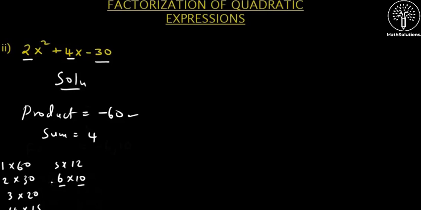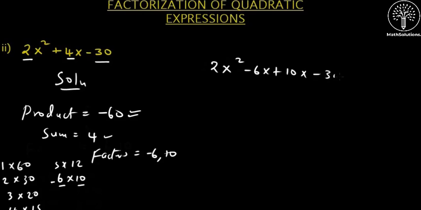If we make 6 negative, then we'll have the condition satisfied, so that negative 6 by 10 gives us negative 60, and negative 6 plus 10 gives us positive 4. So the factors are negative 6 and 10. Replacing 4x in the expression above with the factors, we'll have 2x squared minus 6x plus 10x minus 30.